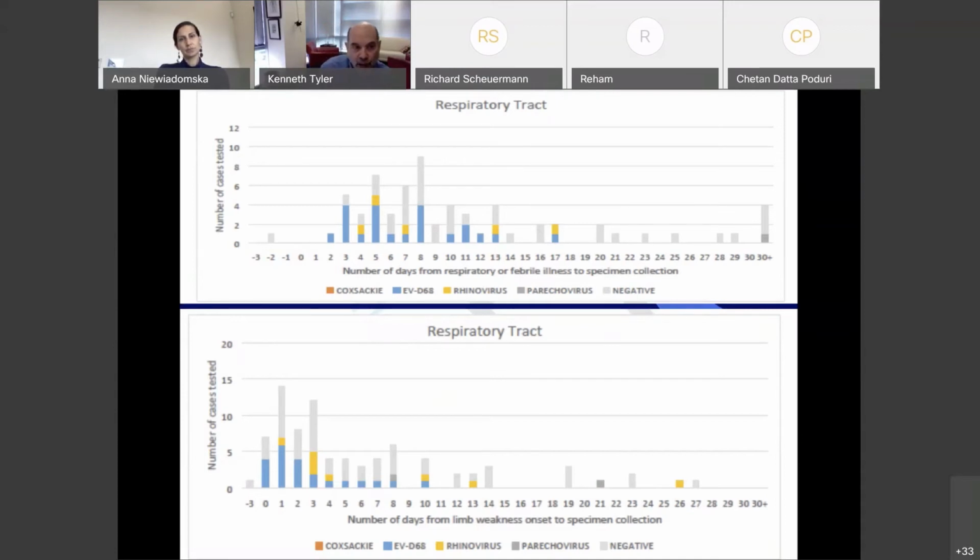You can see there, if you just kind of look at the parts of the bars that are colored in blue, those represent the total fraction of Enterovirus D-68 that was found. And in the upper series, it's days from onset of respiratory or febrile illness. And if you just look at the lower graphs, that's days from limb weakness onset to specimen collection. So this provided a sort of partial smoking gun. Enterovirus D-68 was the most commonly isolated virus from patients meeting criteria for acute flaccid myelitis.